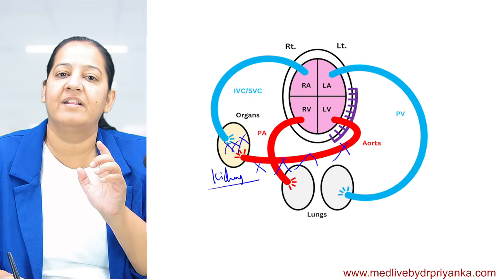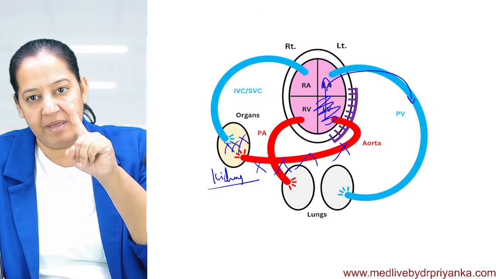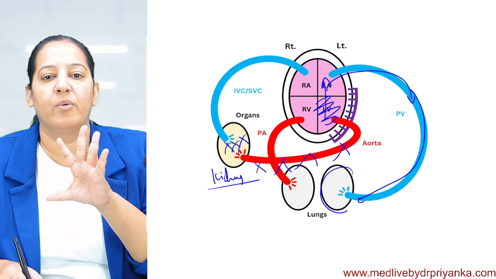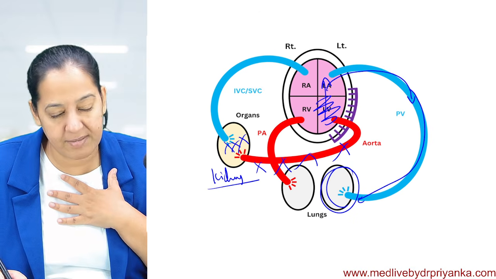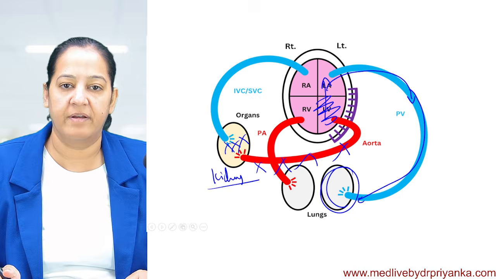So from the left ventricle, the blood will go into the left atrium. From the left atrium, the blood will go into the pulmonary vein. And from the pulmonary vein, the blood will go into the lungs and accumulate in the lungs. That is known as pulmonary edema, which will lead to dyspnea. Pulmonary edema is due to backflow of the blood.